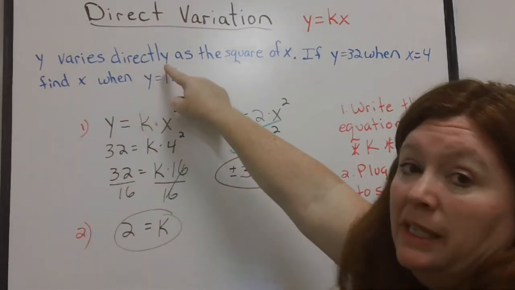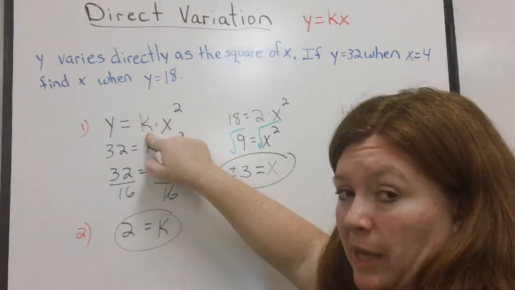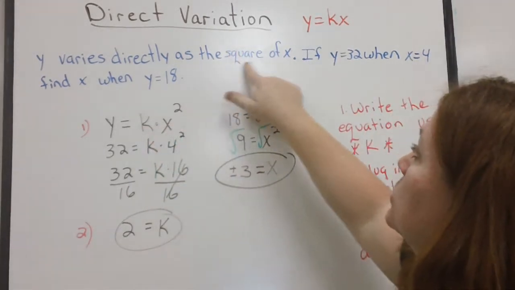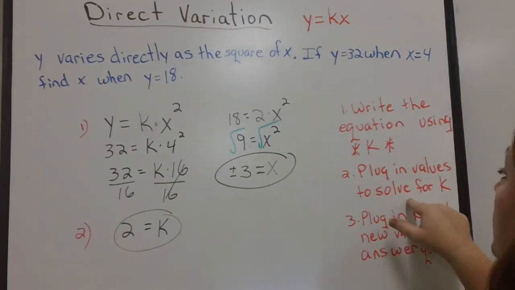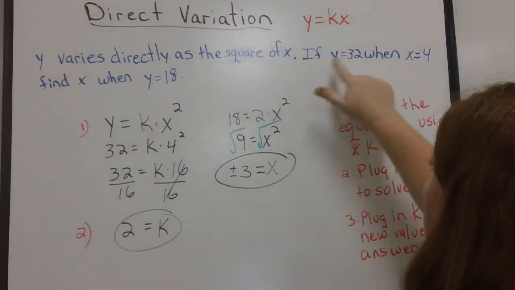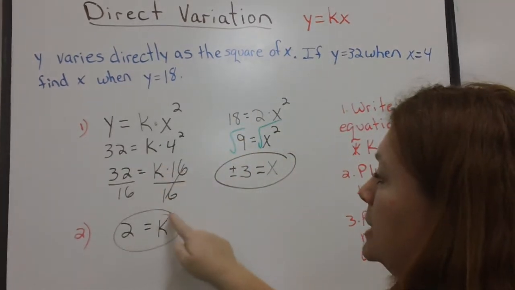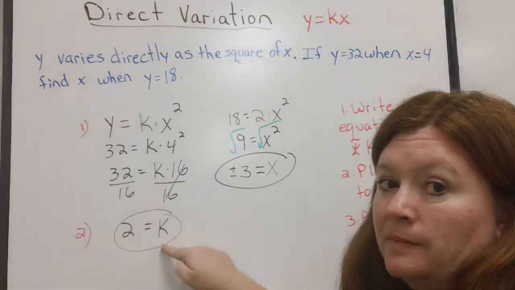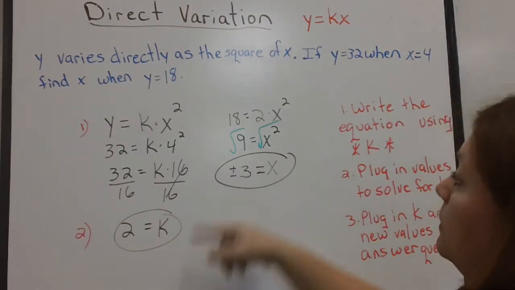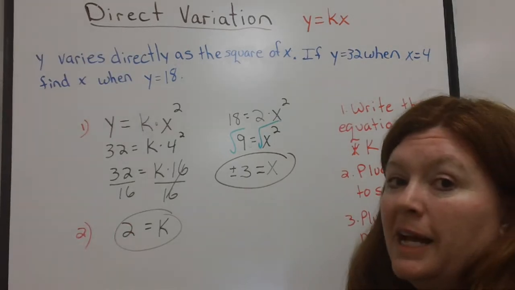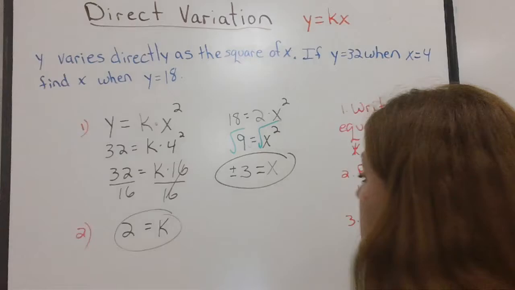Y varies directly. Means I'm going to write y equals k times, directly means times, the square of x, so I wrote x squared. Number 2, plugged in the values to solve for k. They told me y is 32 and x is 4. I plugged them in and I solved for k. Step 3 is to now take k and your new values, plug them into the equation, and solve for whatever they're asking. In this case, they were asking for x.